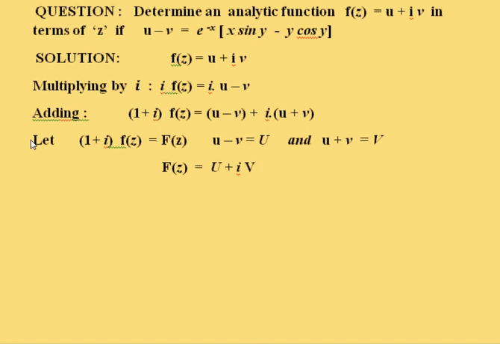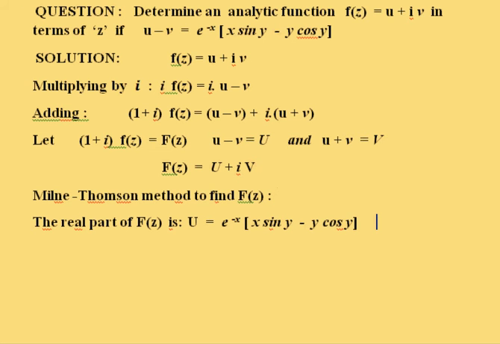Here in the question we are given u minus v. U minus v means capital U, and here capital U is the real part of capital F(z), meaning we are given the real part of capital F(z). So here we will use the Milne-Thomson method to construct or to find capital F(z) in terms of z, because we are given its real part capital U. So let us write the real part of capital F(z). Here it is U is equal to e raised to the power minus x, (x sin y minus y cos y).